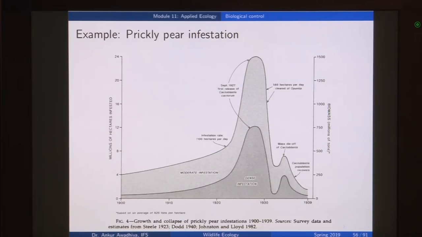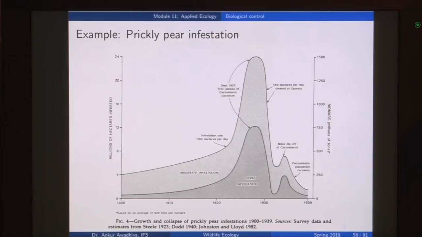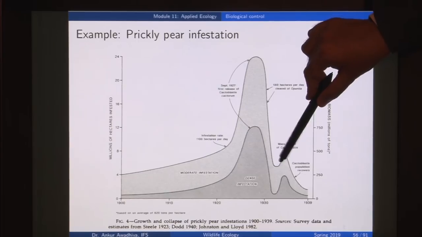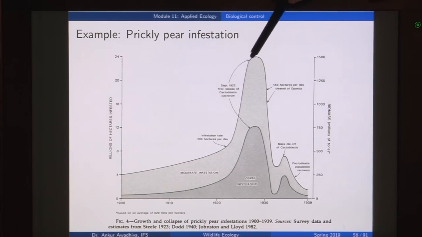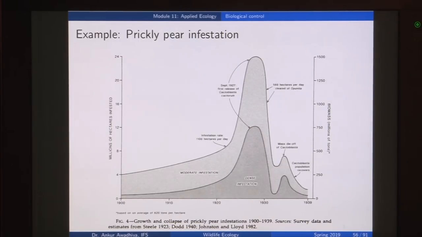So, once they started looking at different predatory species for this, in September 1927 they started releasing this particular moth. And now you can see how the population declined. It started declining right there, but then in a very short time, it declined completely.